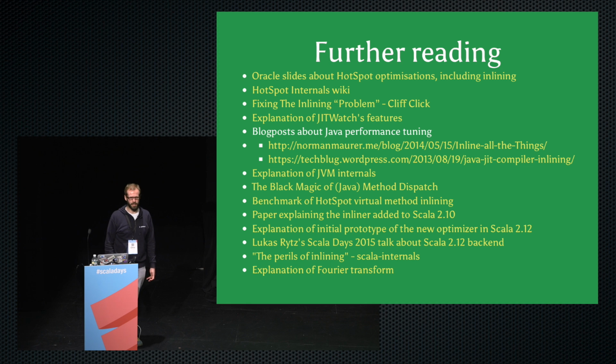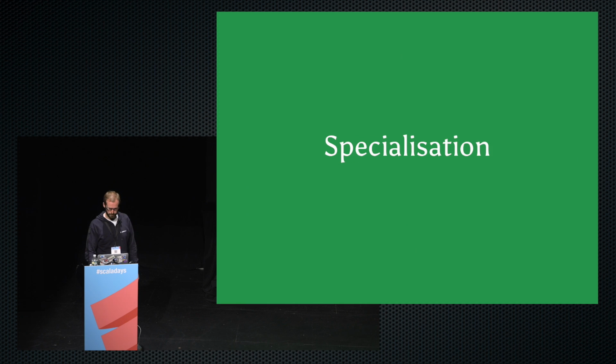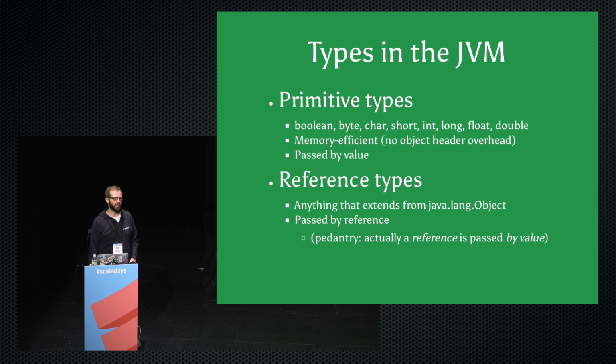Further reading, I got a bit carried away here, but there's just so much information available online about inlining in hotspot or the internals of the JVM. So I'll put the slides online and you can read at your leisure. So that's all I have for inlining. Now we'll look at specialization. But first of all, we'll have a look at some background on how types and generics work in the JVM and in Scala.